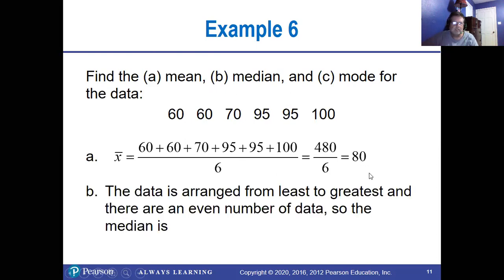The data is arranged from least to greatest, and there is an even number of data, so the median is the middle. Remember, we take the two in the middle, add them up, and divide by 2, and you have a median of 82 and a half. Obviously not a number that's in there, but that is smack dab in the middle.